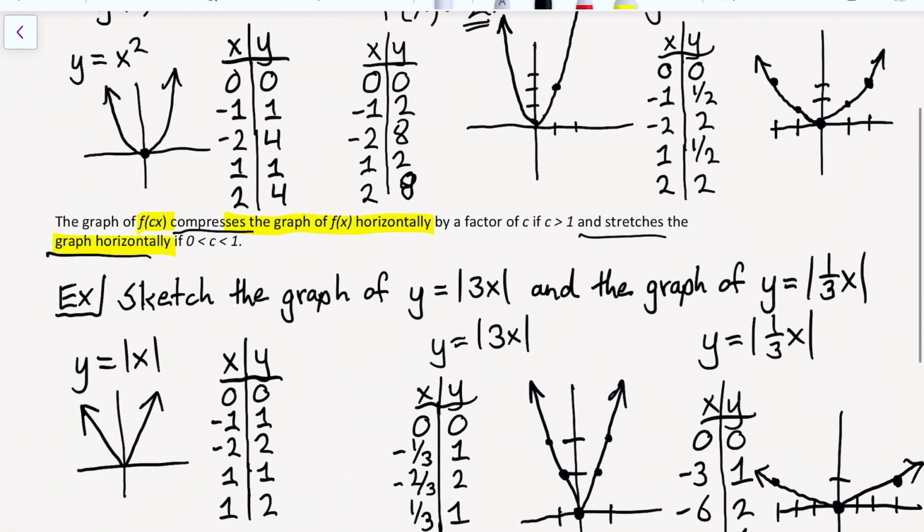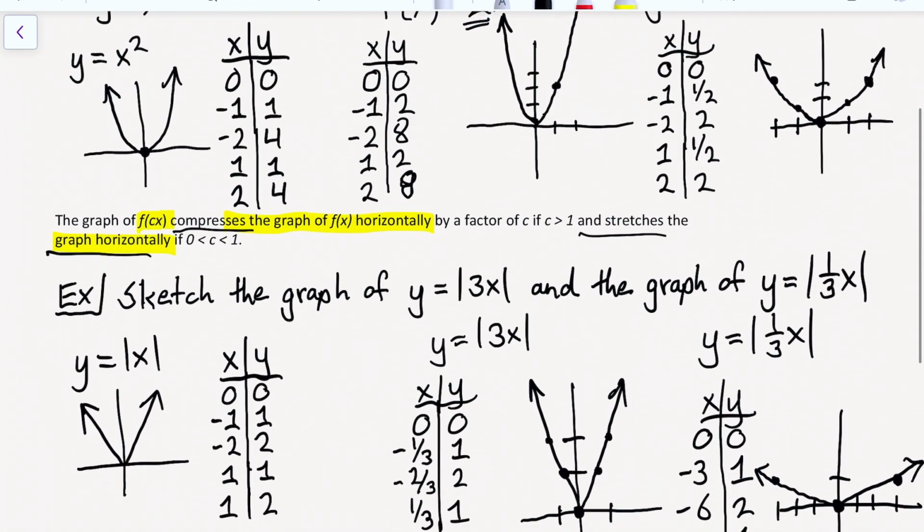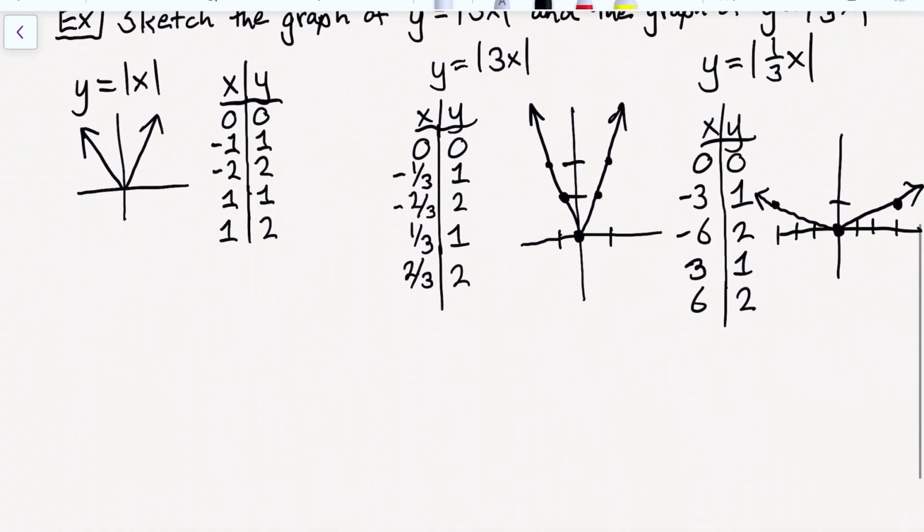So these examples give some illustrations of vertical and horizontal stretches and compressions and some of the difference between the two.